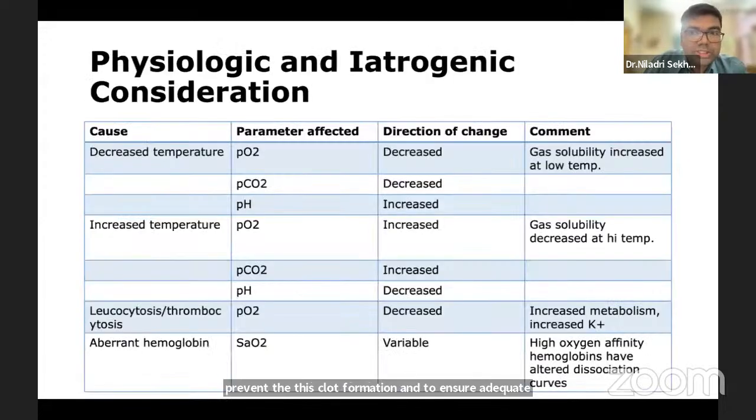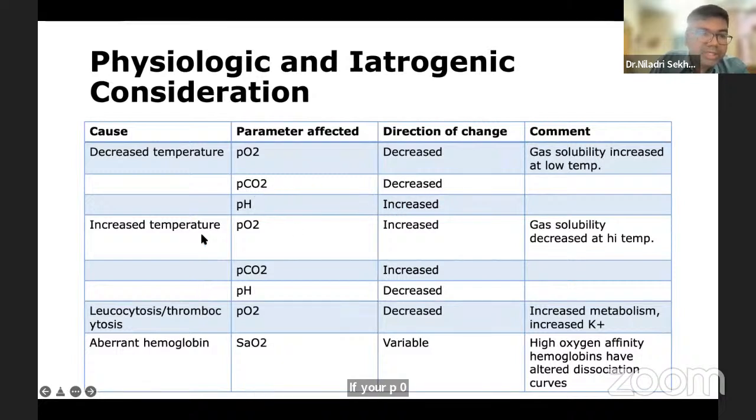Okay, these are a few physiological changes. If your temperature is low, your PO2 will be low. If your PCO2 is low, your pH will be increased. If your temperature is high, your PO2 will be increased, PCO2 will be increased, and pH will be decreased. This we have already discussed.